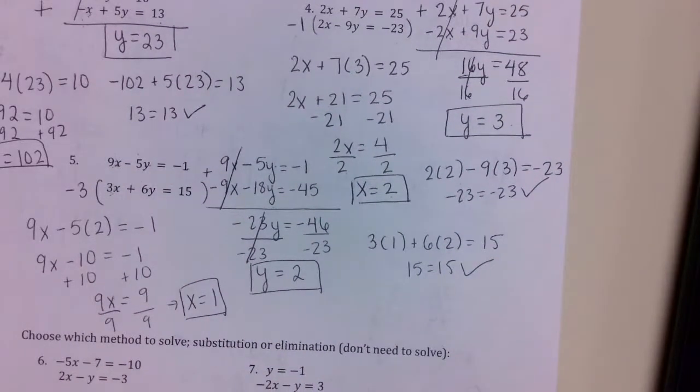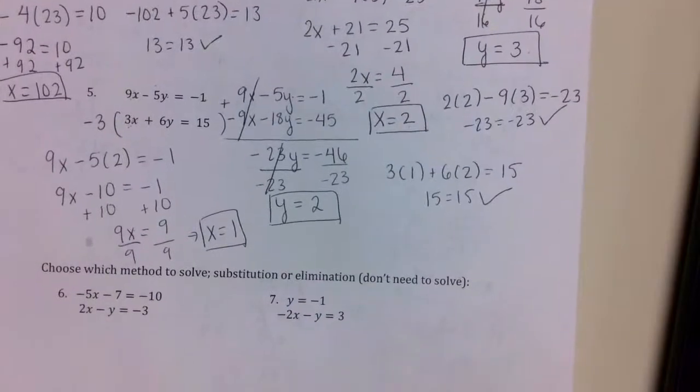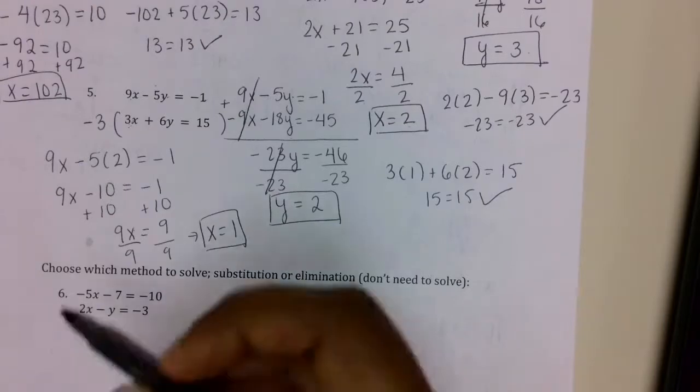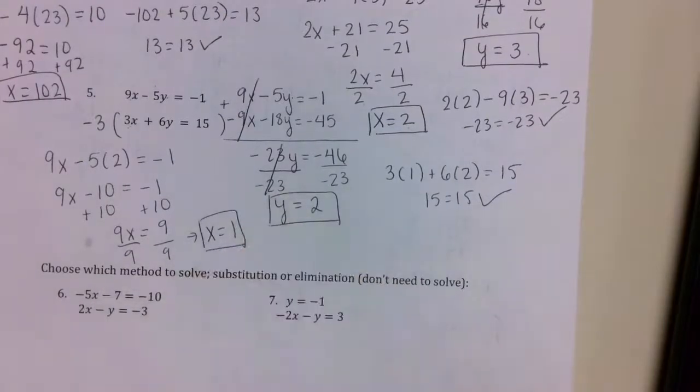All right, the last examples, 6 and 7, you're just choosing which method to solve, substitution or elimination, but you don't actually need to solve it. So you're just looking at them to see which one makes most sense to use. So for number 6, I would say the easiest way to figure out which method to use is to see if a variable is isolated, because if a variable is isolated, then it's going to be substitution. And then check and see if the variables are lined up, because if it's lined up, it's going to be elimination. So for number 6, we've got the x's on top of x.